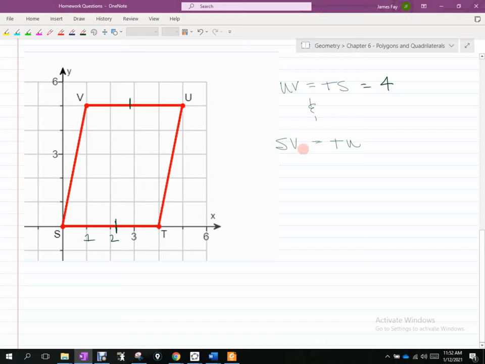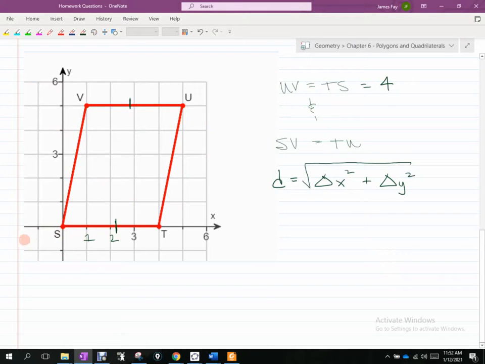Now, SV and TU, I cannot count because they're not perfectly horizontal or perfectly vertical. So there, we have to use the distance formula, which is what we did yesterday on the question where no lines were vertical or no lines were horizontal. We had to use the distance formula 4 times. But the distance formula says that you're going to subtract your x's, you're going to square that quantity, add to it the difference or the change in your y's, and you'll square that quantity. So all I've got to do here is figure out what are these ordered pairs.